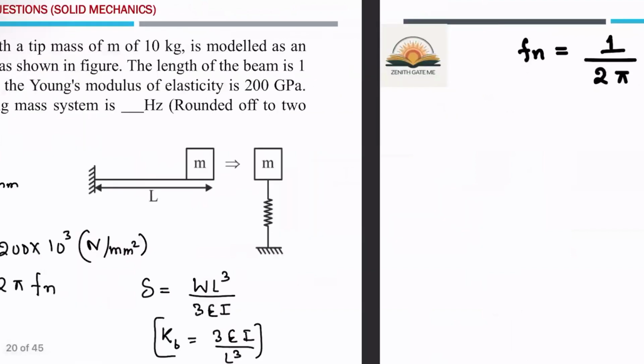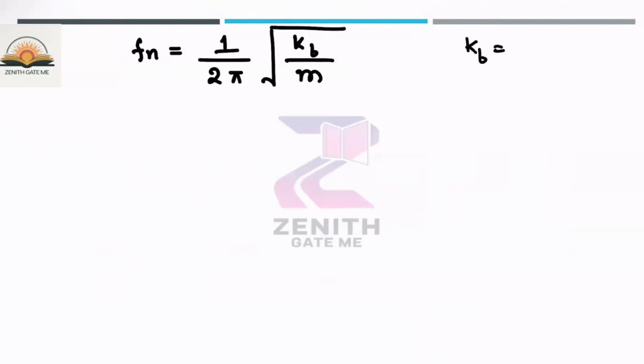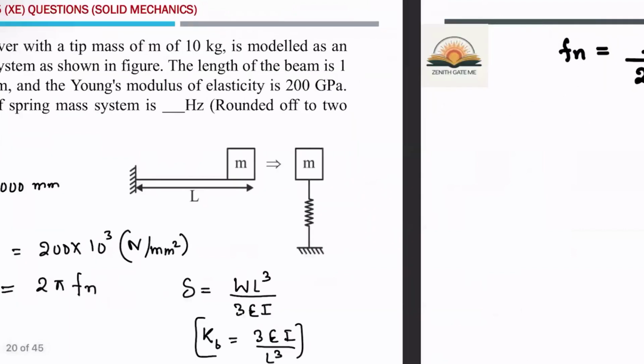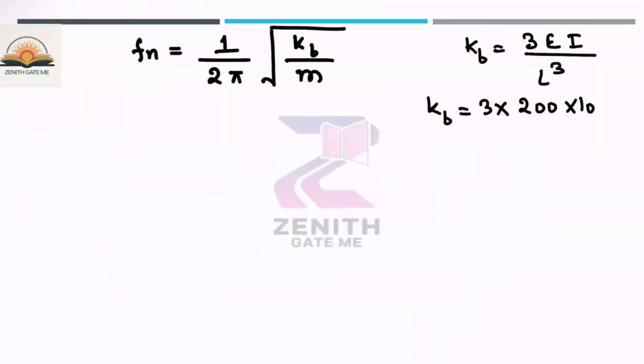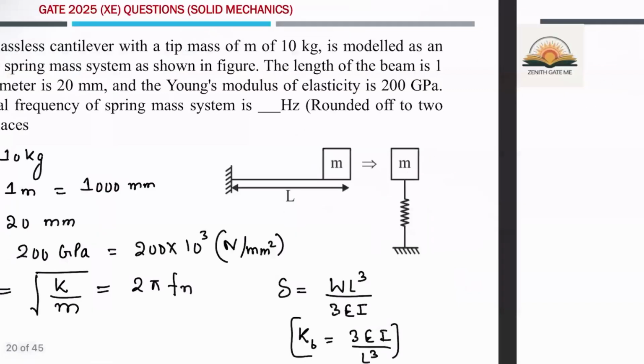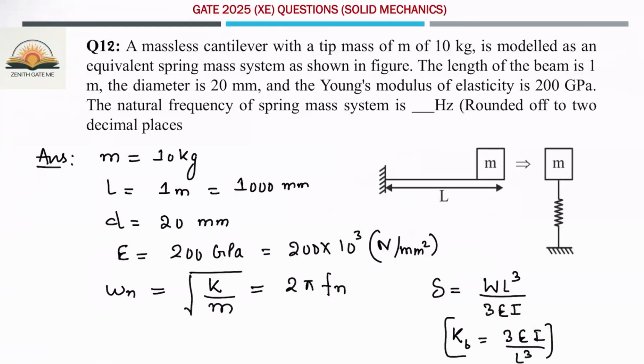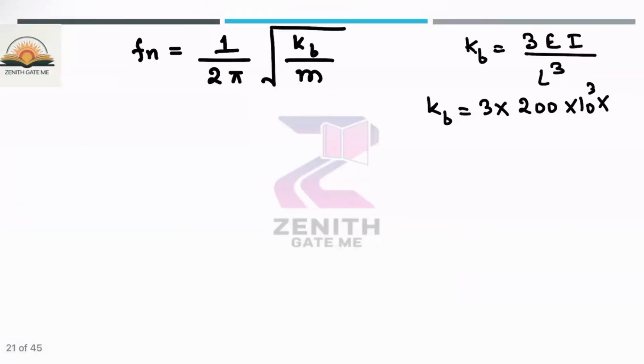square root of kb divided by m. So what is the kb value? Kb you can calculate as 3EI divided by L cube. Young's modulus E is given as 200 into 10 to the power of 3. And what is the value of I? The beam is circular because the diameter is given as 20 mm. The moment of inertia is pi by 64 d to the power of 4.